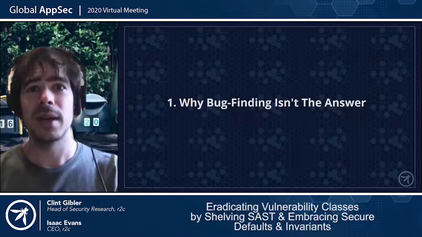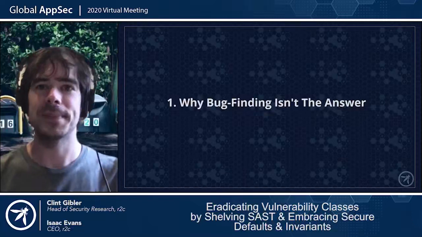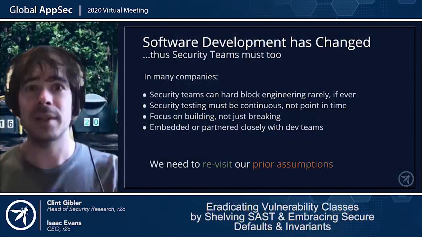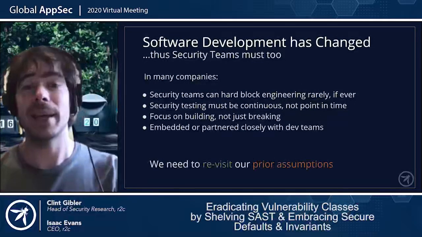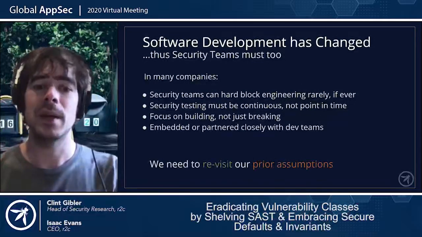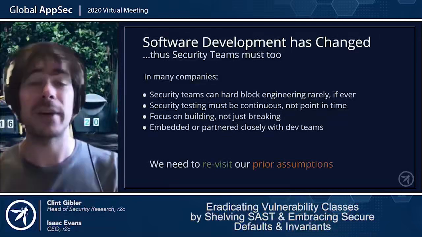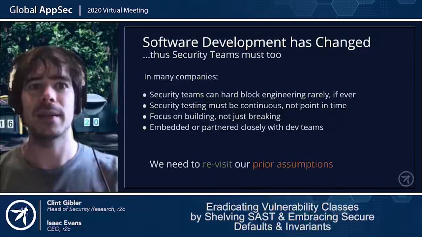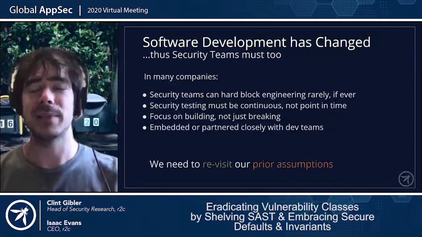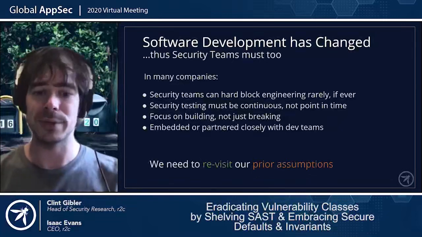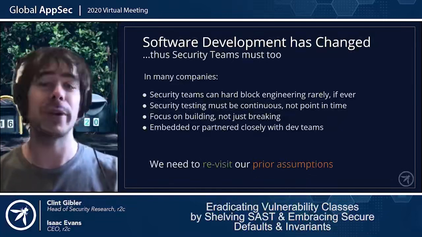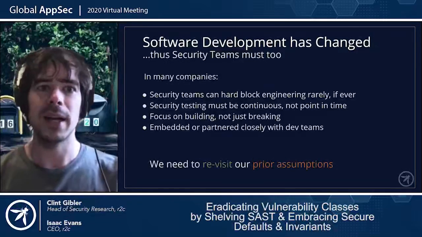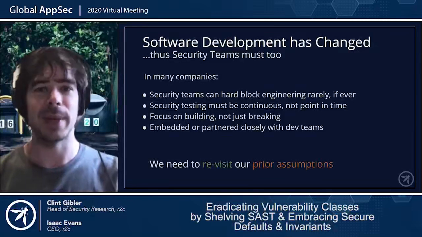All right, so first, why bug finding isn't the answer. In the past 5, 10, and 15 years, software development has changed a lot. And because of that, security teams need to as well. Based on chats I've had with friends of mine at many different companies, there's this new reality many security teams are facing. Specifically, security teams often can't hard block engineering. That is, if there's something developers want to do, very rarely can the security team say no, unless it's something very important and critical. Security can no longer be point in time, it must be continuous.